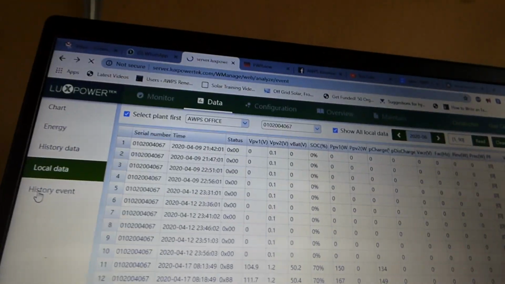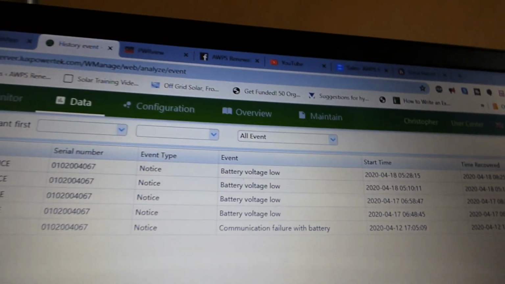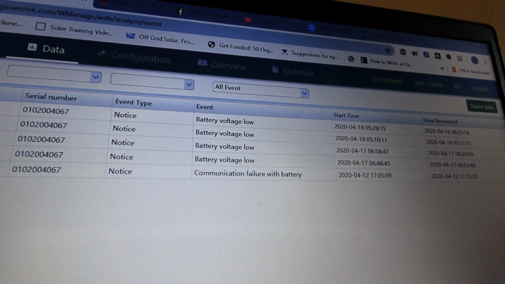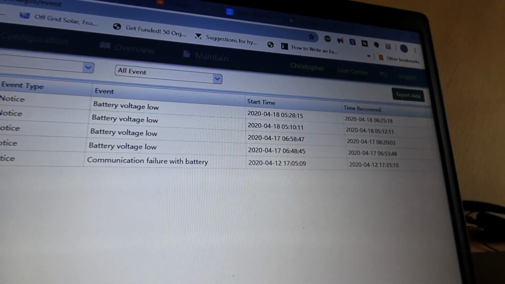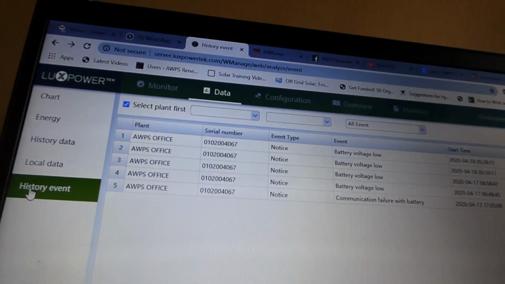History event is whenever I get a warning or an alarm, it records it. So battery low voltage, I got that on the 18th of April twice. Then battery low voltage on the 17th of April, and a communication failure on the 12th of April because it was looking for a BMS to communicate with the battery.